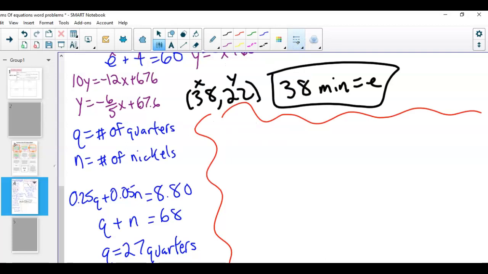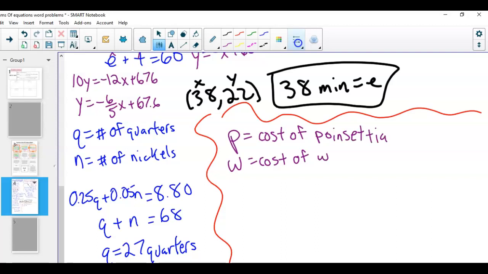Okay, so we don't know the cost of each. So I'm going to say this is P and W, the cost of both. And then we were told that Trey sold 7 poinsettias and 3 wreaths and raised $201. So that's going to be one equation. And Molly sold 4 poinsettias and 6 wreaths and raised $252. Right?